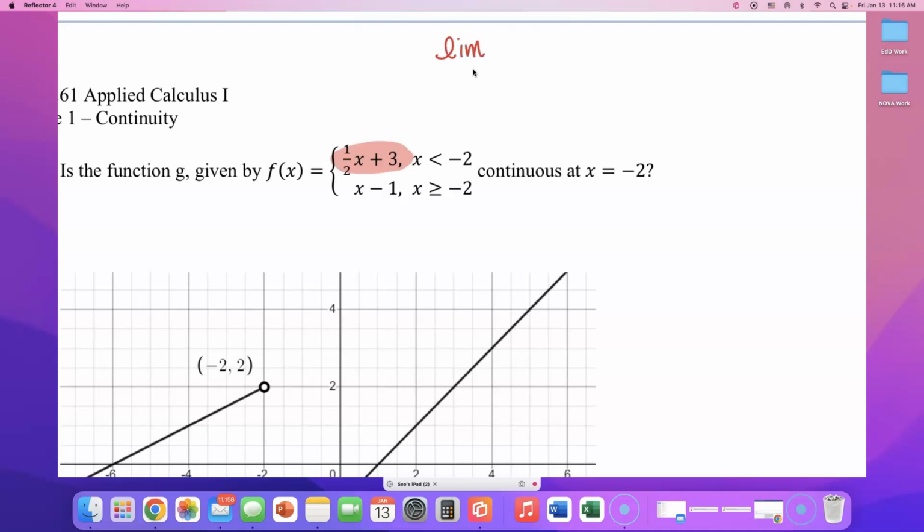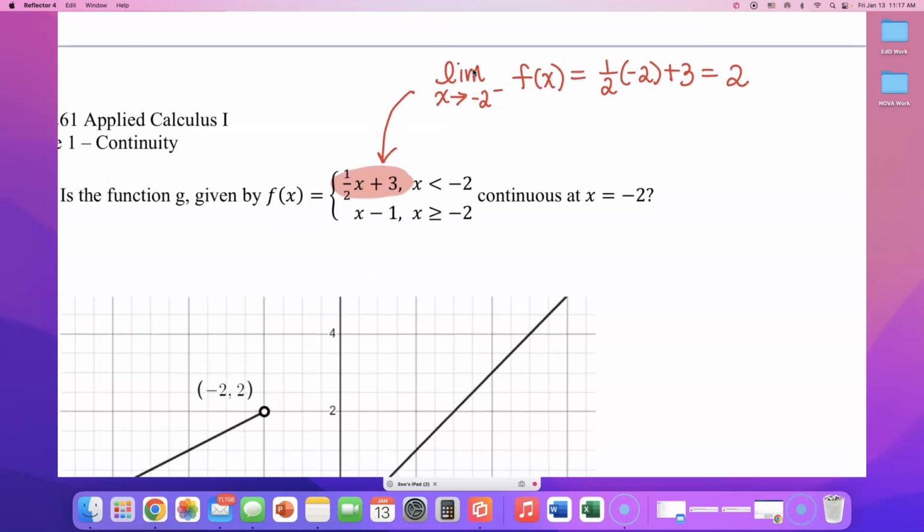The limit as x approaches -2 from the left of f of x is equal to half times -2 plus 3, which is -1 plus 3. That comes out to be 2. And that matches what we see on the graph, right? So the left-hand limit, using this piece right there, is +2.